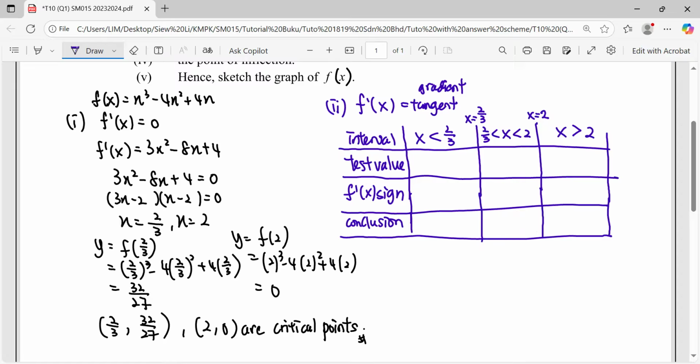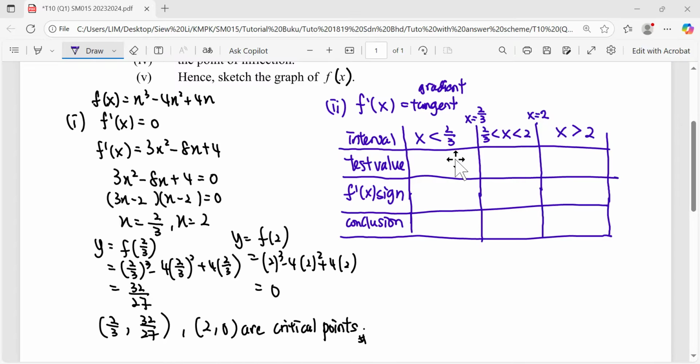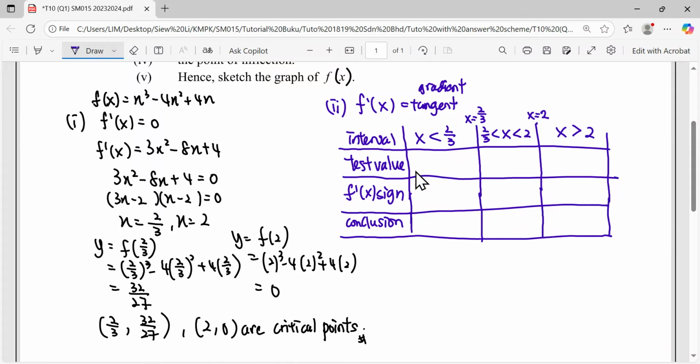For less than 2 over 3, we can pick the test value 0. Between 2 over 3 and 2, we can pick 1. More than 2, I can pick 3. Substitute here, you can use your calculator. When you have 0, you get positive 4. This is positive. When you put in 1, I can see this is 3 minus 8, negative 5, plus 4, which is negative. But you can use your calculator. If I put 3 here, I get a positive value.